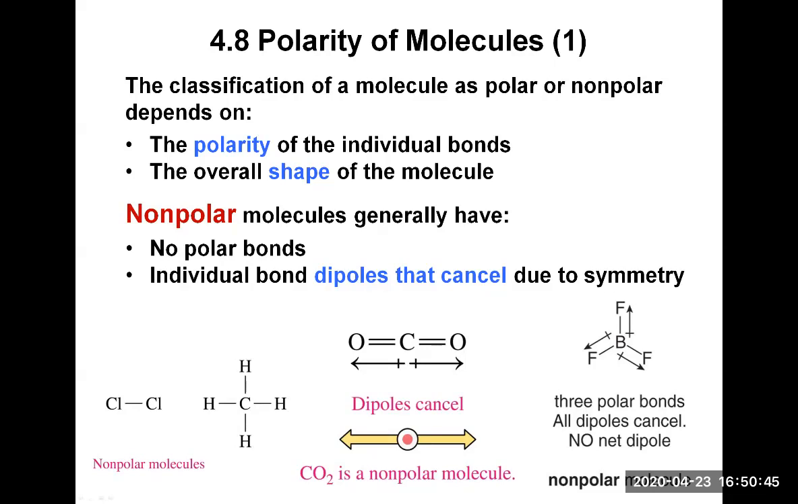And so we have 3 dipoles pulling away from the boron, but they all pull with the same strength, and they pull in equidistant directions. So it's a symmetrical molecule, and because of that, it cancels the 3 dipoles. So all dipoles cancel, and there is no net dipole. And so the molecule of BF3 overall is non-polar, even though it has polar bonds.